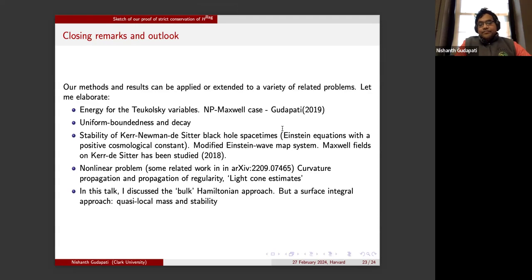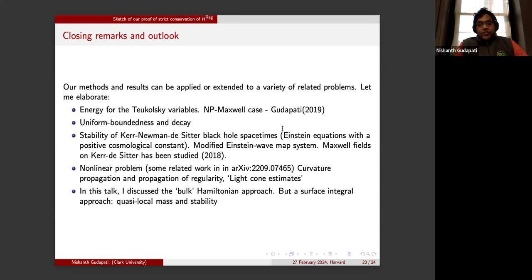And finally, I alluded to this issue earlier, that all of these results are based on a so-called bulk Hamiltonian approach, right? So it's a three-dimensional integral of the Hamiltonian, that is the Hamiltonian that we're considering.